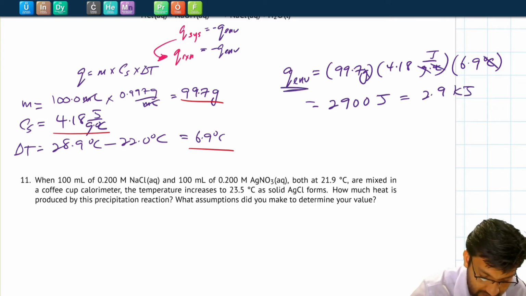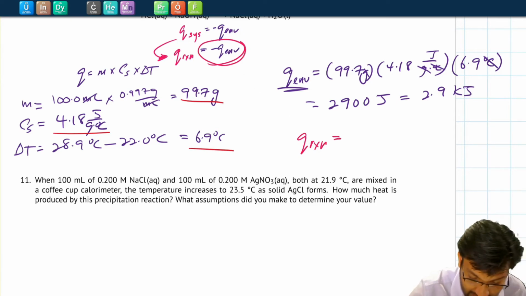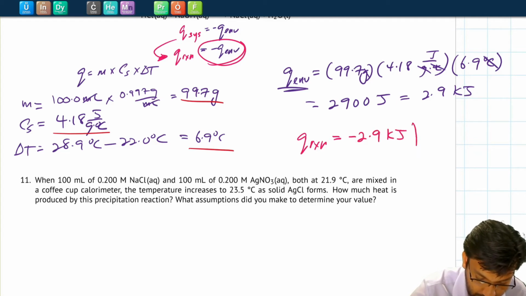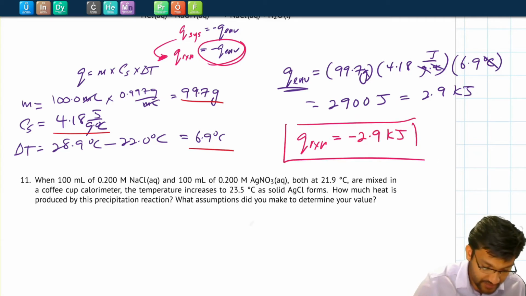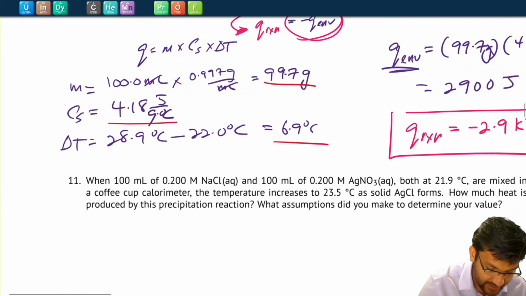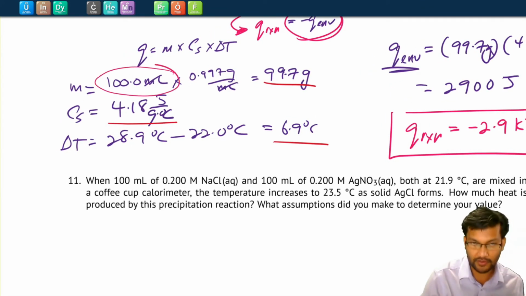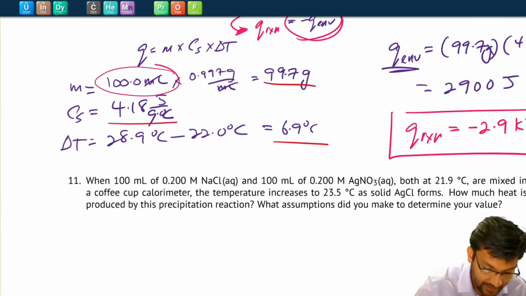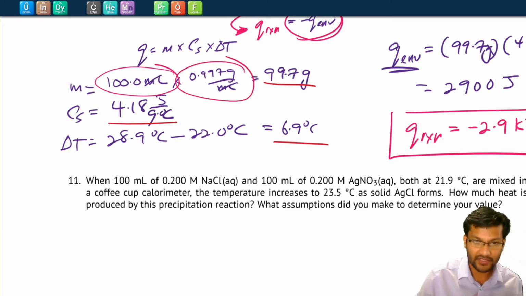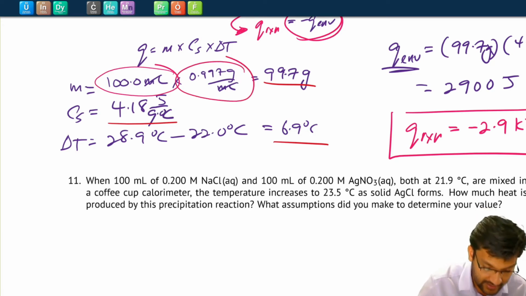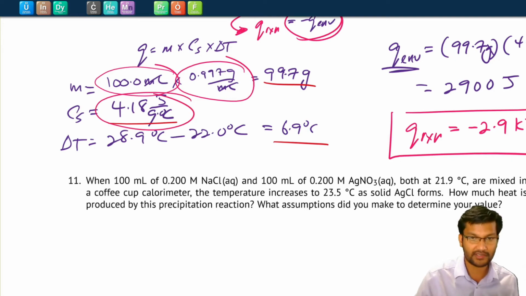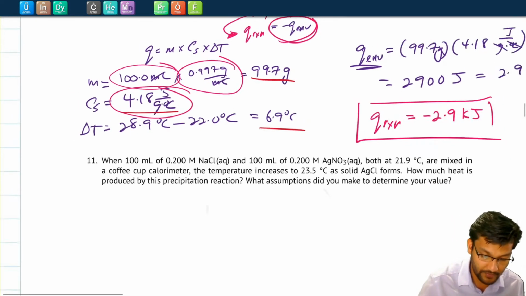But that's the heat from the environment. The heat for the reaction, remember, is negative the heat from the environment. So the heat from the reaction will be minus 2.9 kilojoules. The assumptions made here were that the total volume was just the volume of the two solutions added together, that the density of the solution is the same as the density of water, and that the specific heat capacity of the solution is the same as the specific heat capacity of the water.